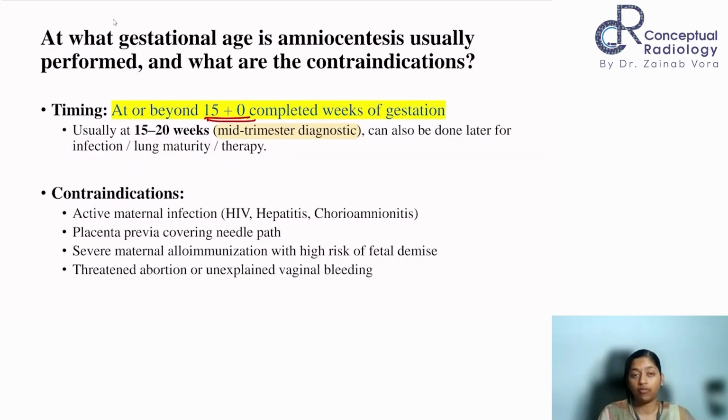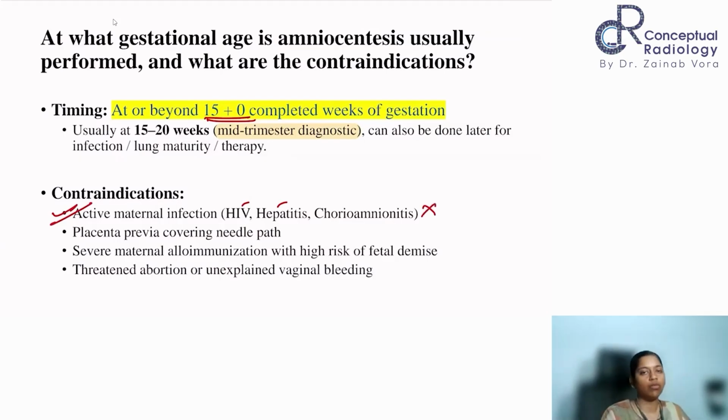Now, there have to be some contraindications. You cannot go in doing amniocentesis in all the patients, even if indicated. Now, what are those contraindications? First is active maternal infection. Say HIV and hepatitis; we will discuss what can be done and how to go about it. So this is not an absolute contraindication.